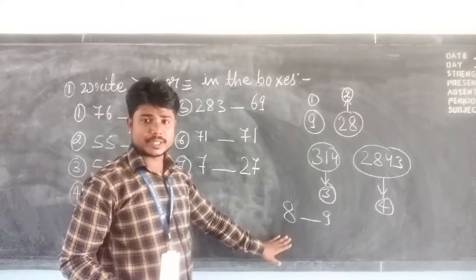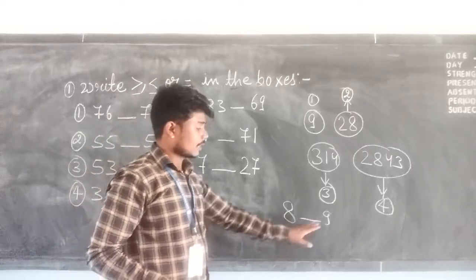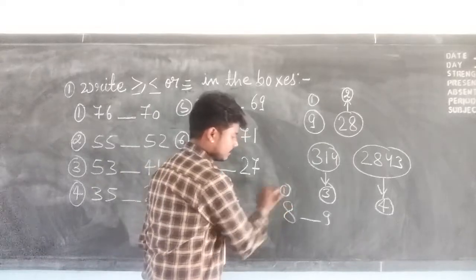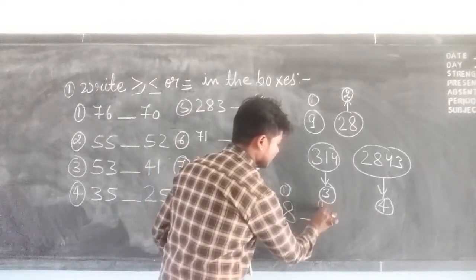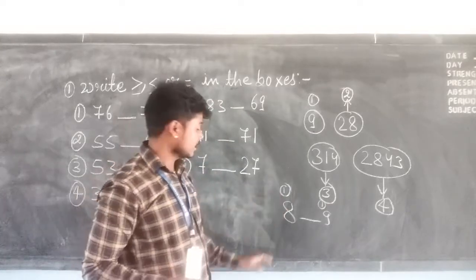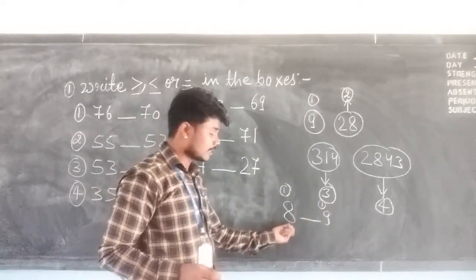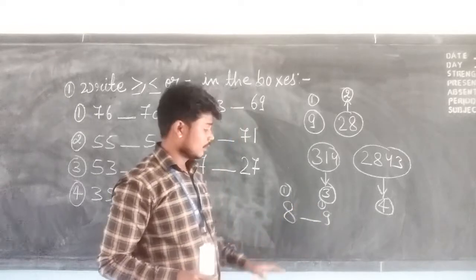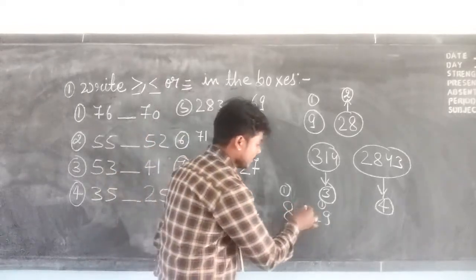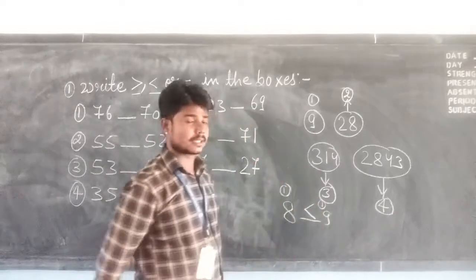First, we have to check the number of digits in the given numbers. This is a single digit number. This is also a single digit number. Both are single digit numbers. Then what do we have to check? Check the number. This is 8 and this is 9. So 9 is bigger than 8. So what do we have to do? We have to put the correct sign.